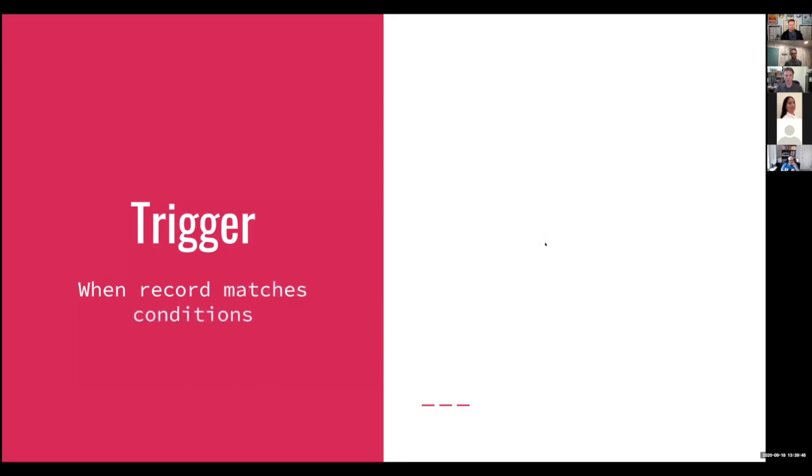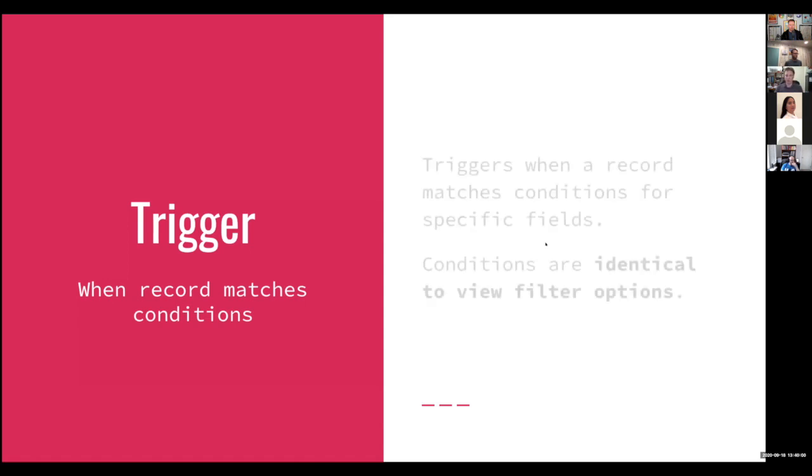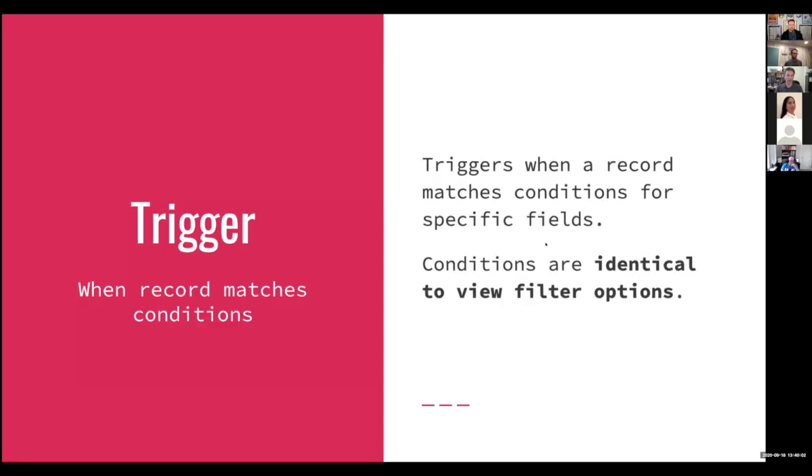And then the newest one of the top 4 anyway is when a record matches conditions. This is the one where originally I had built a bunch of extraneous views just to trigger certain automations via that view trigger. Well, now the record matches conditions, it pretty much has the same operations that you have when building a view in terms of filters. So, all the filter options you have when building a view are the same options you have for the conditions when setting up this trigger.